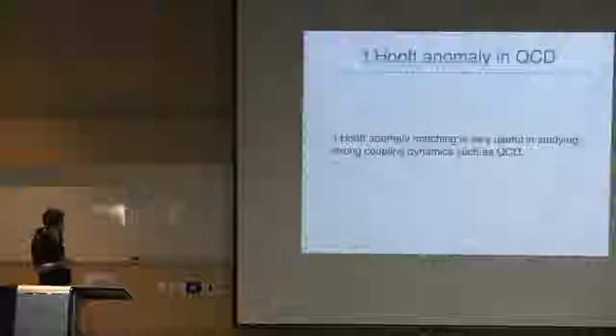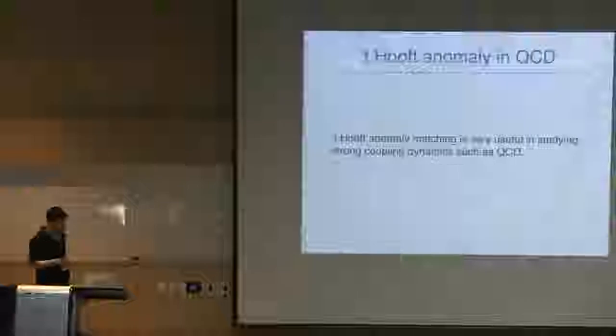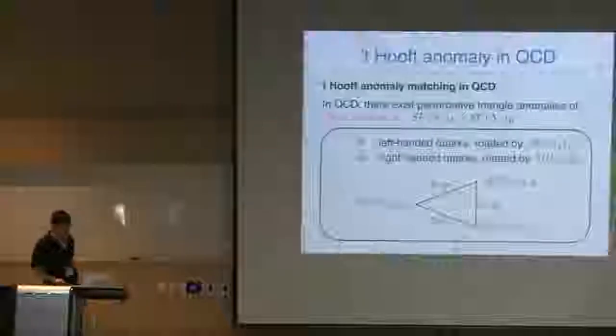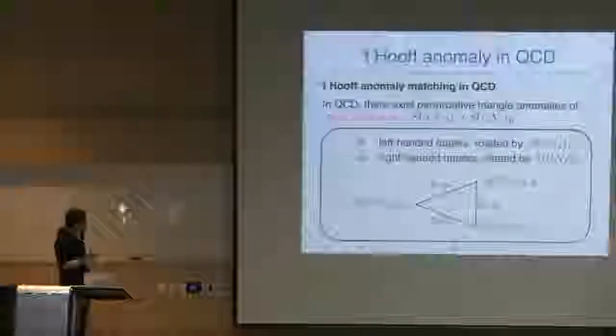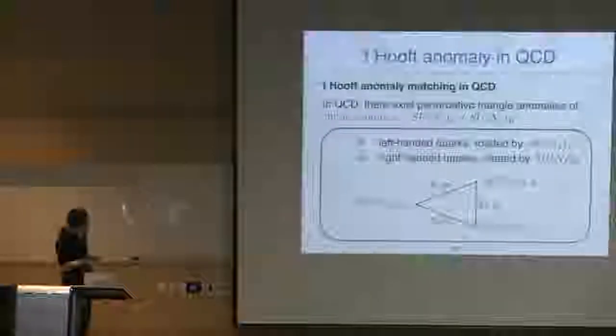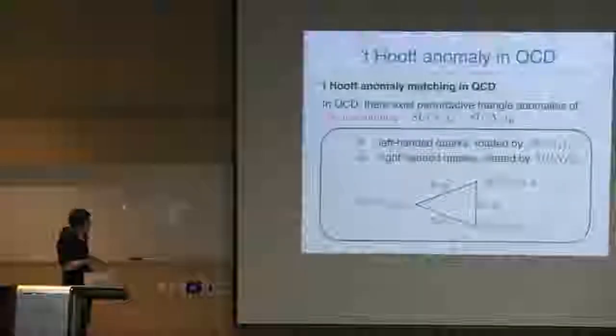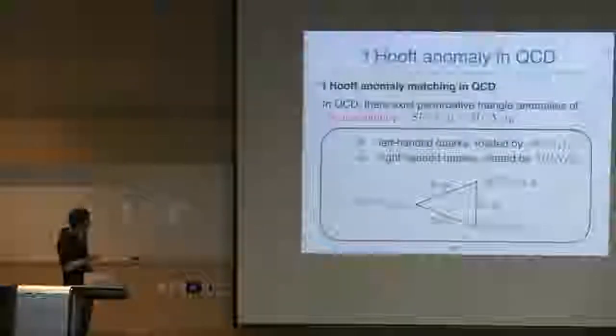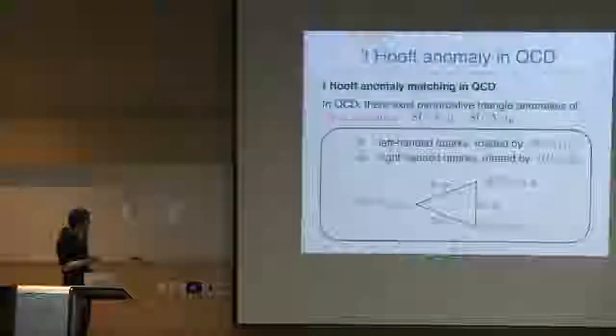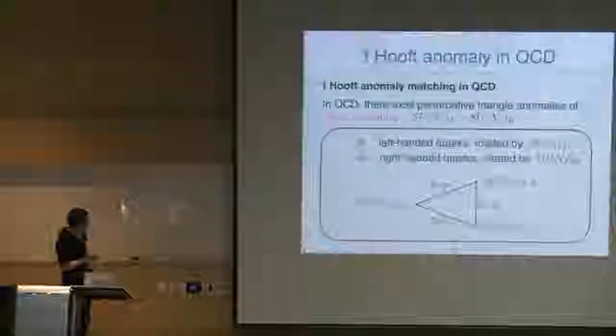And this 't Hooft anomaly matching is very useful in the study of strong dynamics, such as QCD. 't Hooft discussed the case of QCD. QCD is the most important case in particle physics. So let me review the 't Hooft argument. In QCD, there exist perturbative triangle anomalies of chiral symmetries. This SU(N_F) left acts on the left-handed quarks. They rotate the left-handed quarks. And this SU(N_F) right rotates the right-handed quarks.